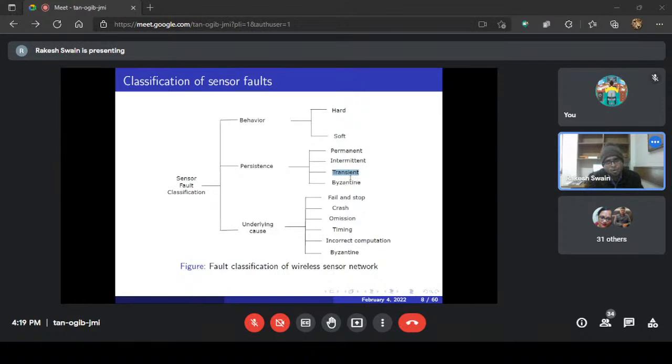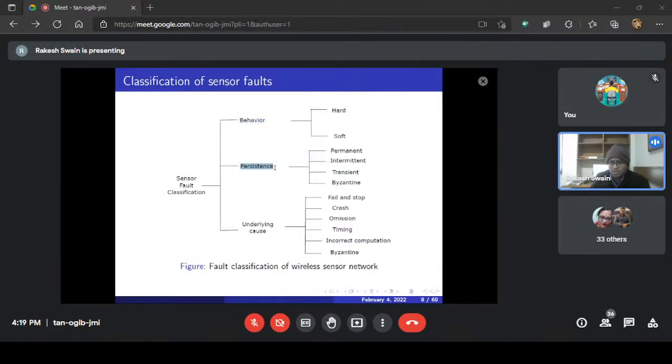That is the transient fault, and it is also a very challenging task to detect this type of dynamic fault. And here, Byzantine means a mixed type of fault, where a sensor node behaves sometimes like permanent, sometimes intermediate, sometimes transient. It is like a mix. Byzantine is a superset of all the faults. So basically, this is the general category of fault, that is the behavior, and this is the persistence.